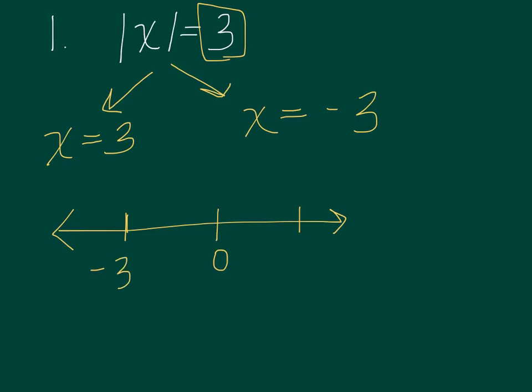I can make a negative 3 and a 3. And at each 3 and negative 3 I'm going to put a dot to show that's where they fall. We're going to try number 2 together.